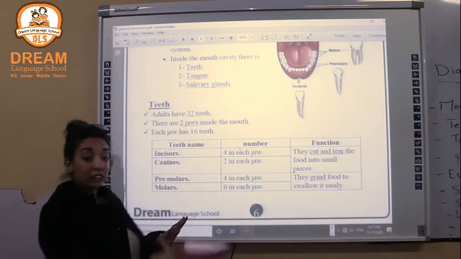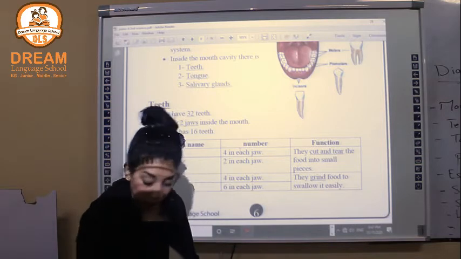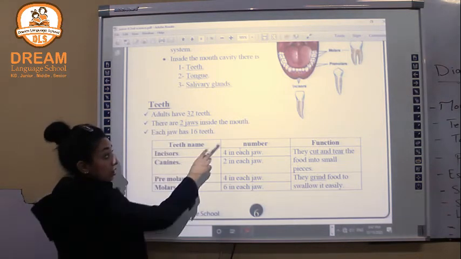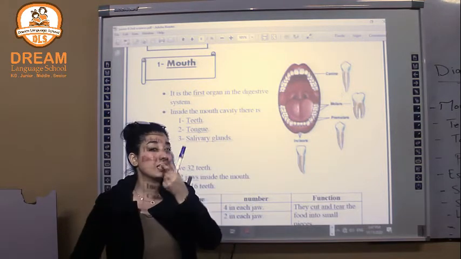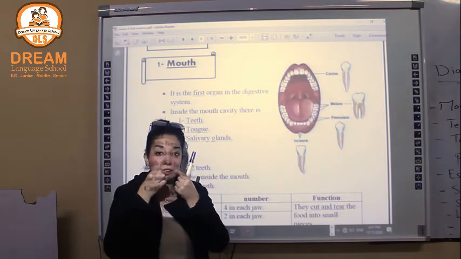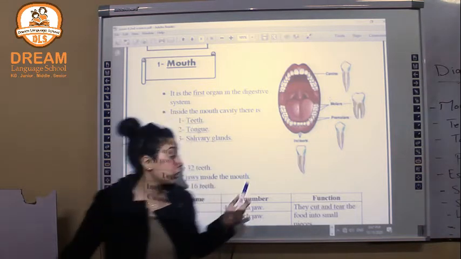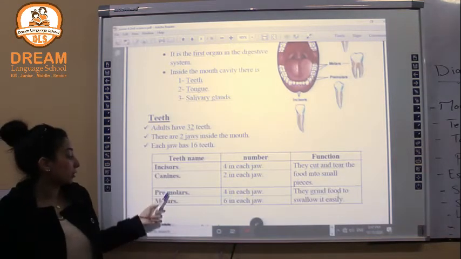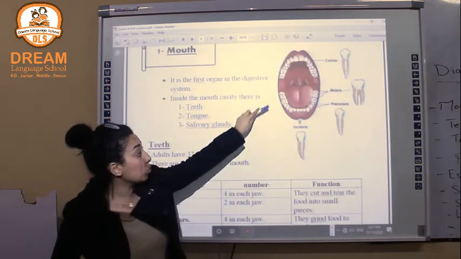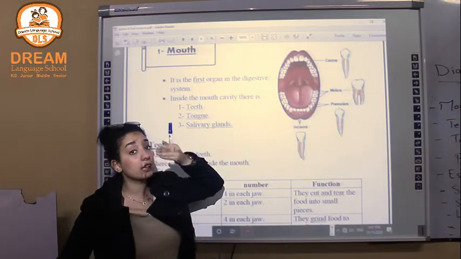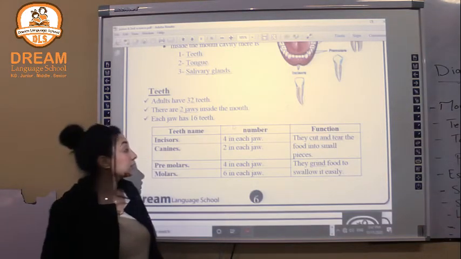Number 2, canines. Canines are the long ones, like the tall teeth of a lion. The lion has them but longer, of course. So it's called canine. Premolars are here, after the canine. And molars are the rest of the teeth.